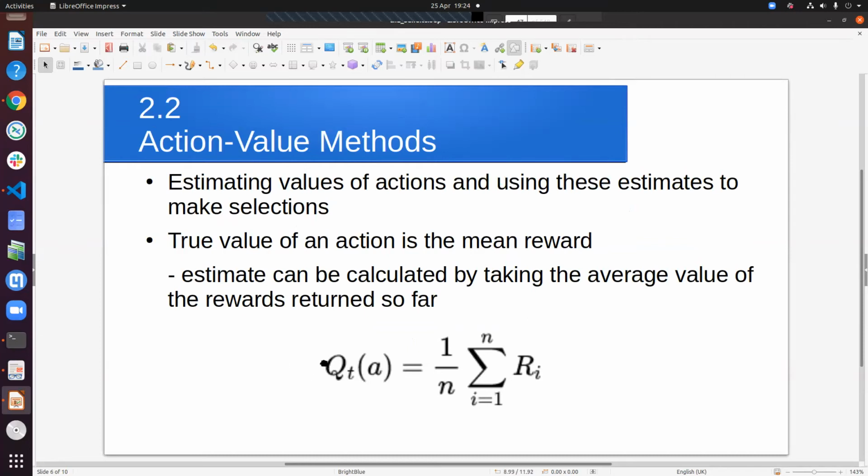Yeah, and action value methods. So as we saw, basically the true value of any of your actions is the mean value. And so it's possible to form an estimate just by taking the average of the rewards you've seen so far. Every time you get a reward from a possible action, you just add it up, take the average value, and that gives you an estimate of how good that action is.